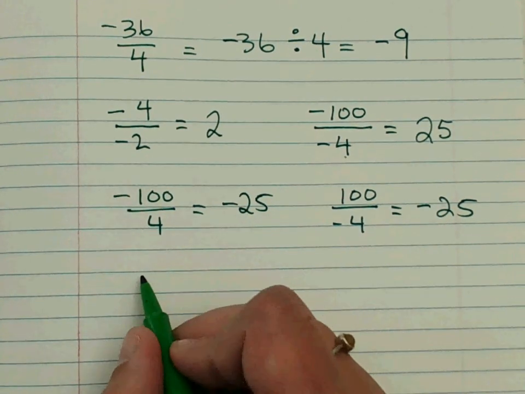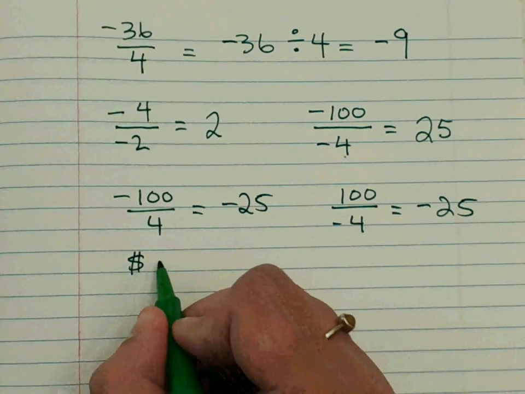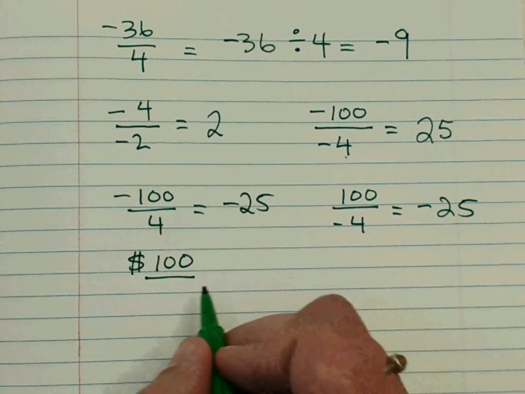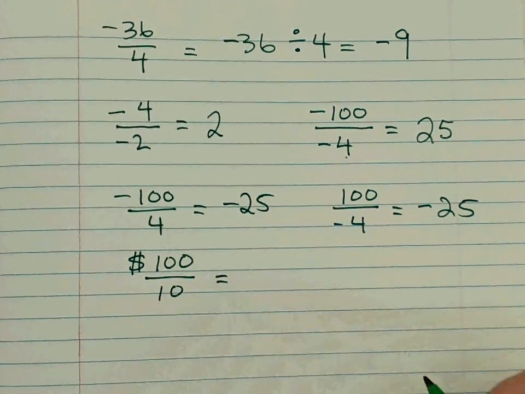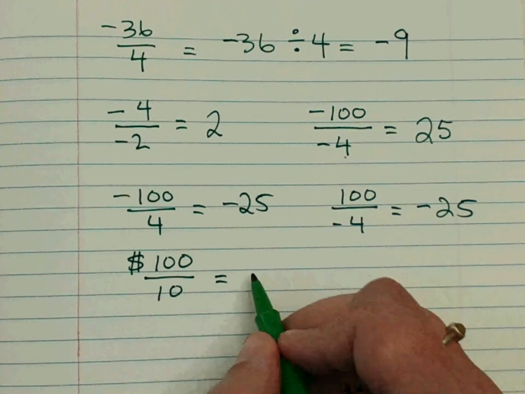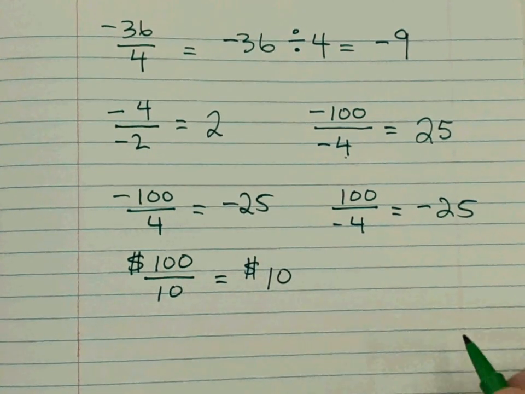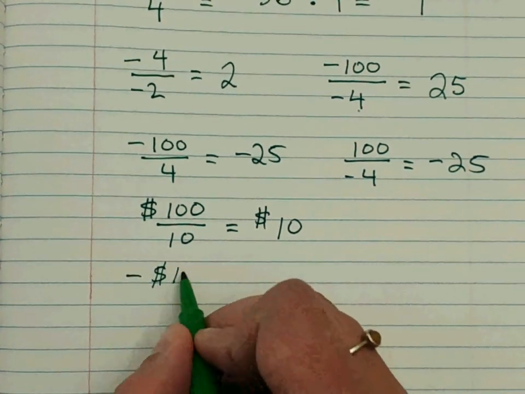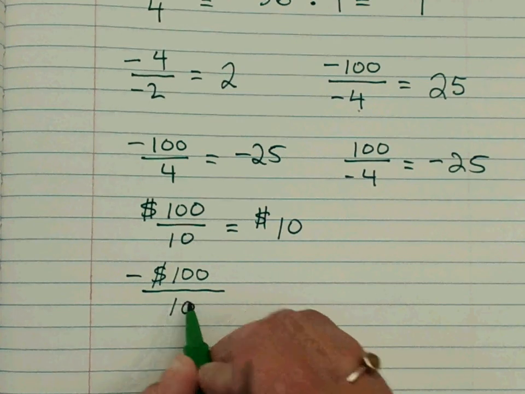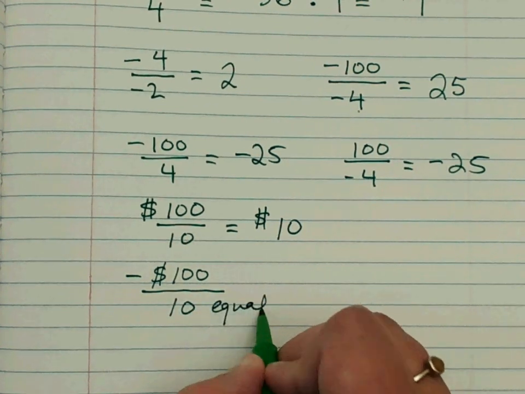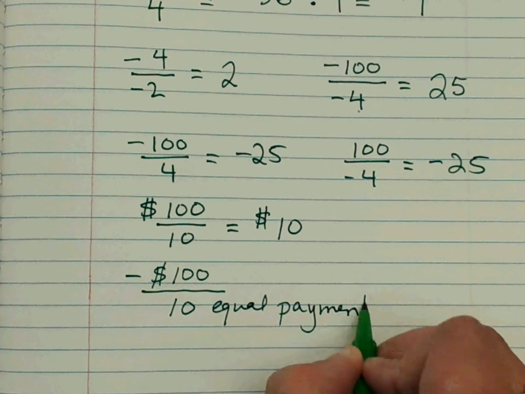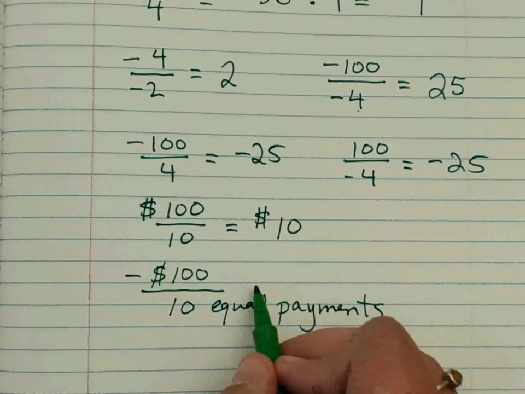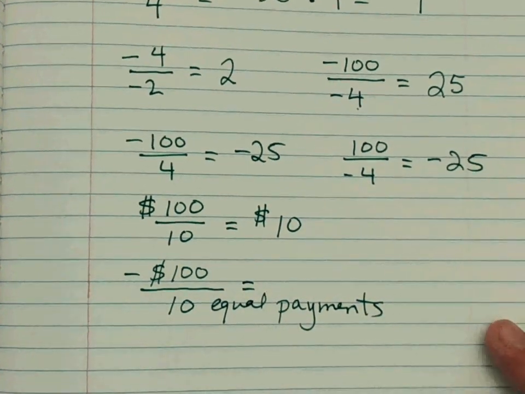What if I had $100 and I told you I was going to divide it among all of you. Let's imagine there were 10 people. How much would we each get? We would each get $10 each, right? Now let's say I owe $100 and I want to divide it into 10 equal payments. Equal payments. So I owe $100. How do I know I owe it? Because it's negative, right? How much am I going to make for each payment?